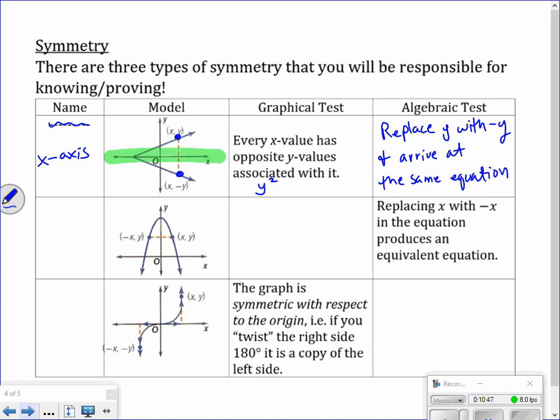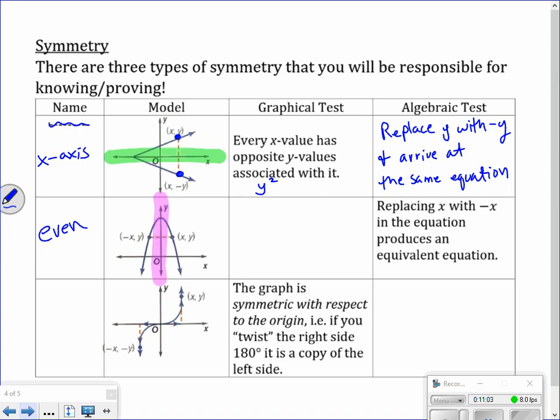All right, the next one. So this next one here, you see that if you fold your paper over the y-axis, it's y-axis symmetry, but we have a special name for that one. That's called an even function. It's an even function, okay?